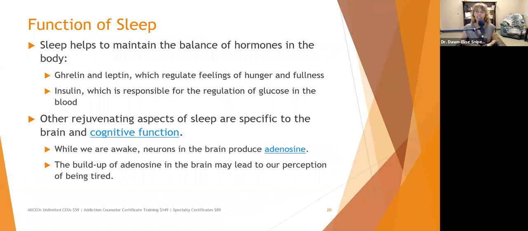Other rejuvenating aspects of sleep are specific to the brain and cognitive function. While we're awake, our neurons in our brain are producing adenosine. The buildup of adenosine in the brain leads to the perception of being tired. When it builds up too much, the body says, okay, we need to go to sleep so this can clear out. If you don't go to sleep, then that persistent fatigue goes on. And it's not any old sleep. You have to get that good, deep, restorative sleep, because the brain doesn't clear out, and a lot of that stuff doesn't happen during light sleep.